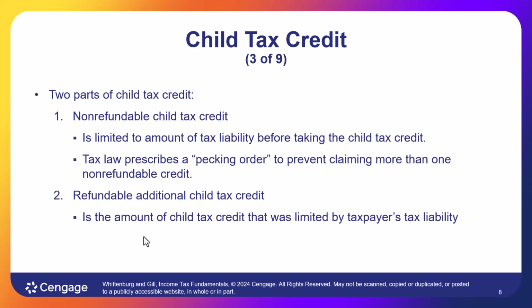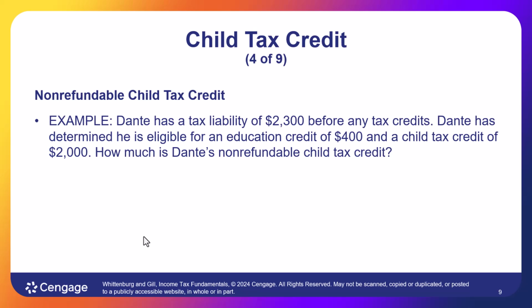There are 2 parts to the credit. First, the non-refundable tax credit is limited to the amount of tax liability before taking the child tax credit. We'll go over what that means. Tax law prescribes a pecking order to prevent claiming more than one non-refundable credit. Refundable additional child tax credit is the amount of the credit that was limited by the taxpayer's liability and becomes refundable.